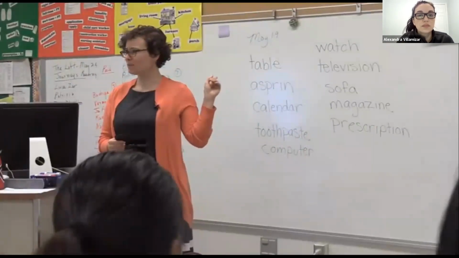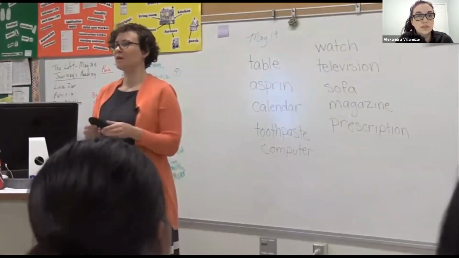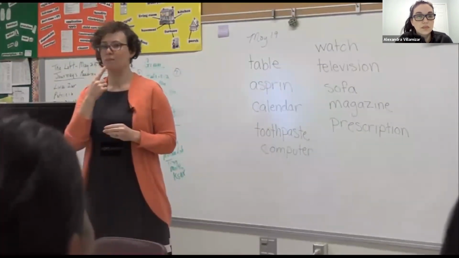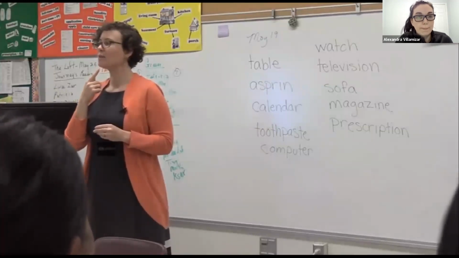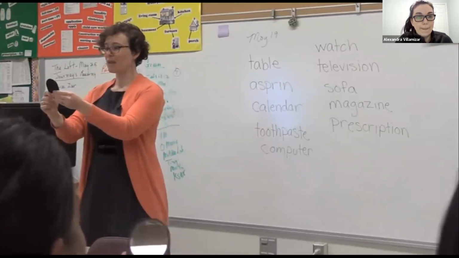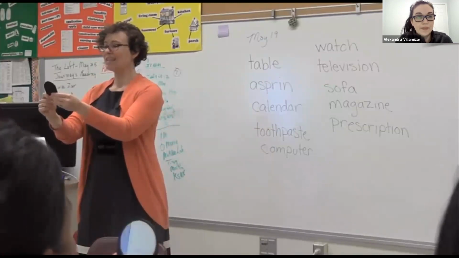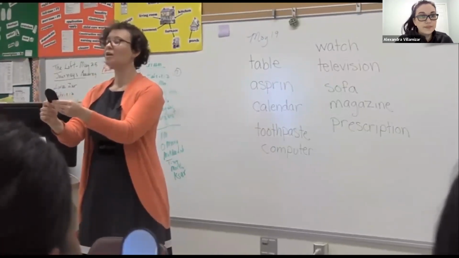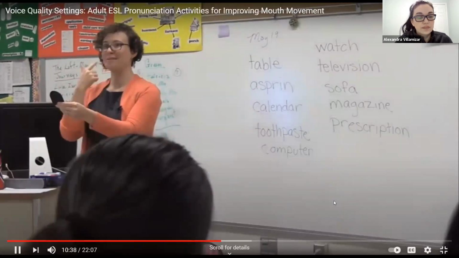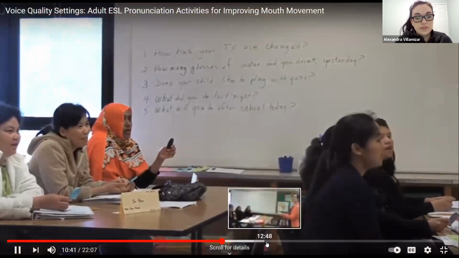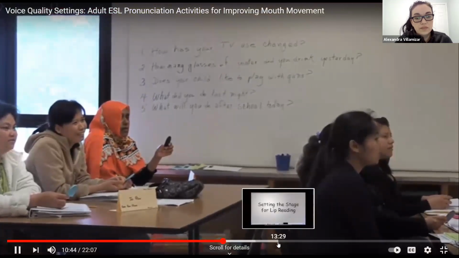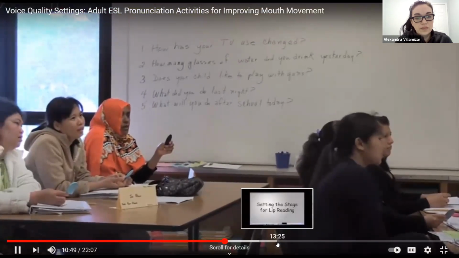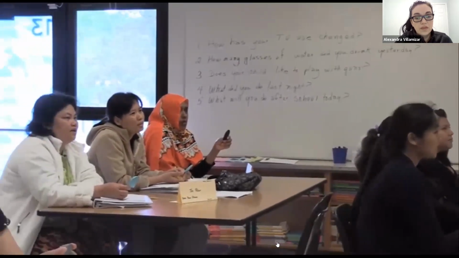What is the first word? Table. Okay, look at my mouth. Table. Okay, now look in your mirror. Table. So you want your mouth to try to look the same as my mouth. One more time. Table. Okay. What's the second word? Spring. What is it? Aspirin. Okay, look at.